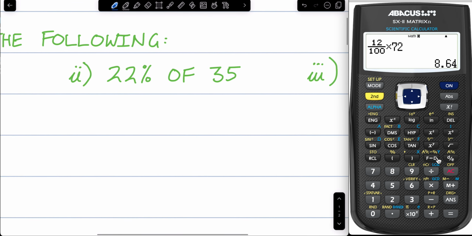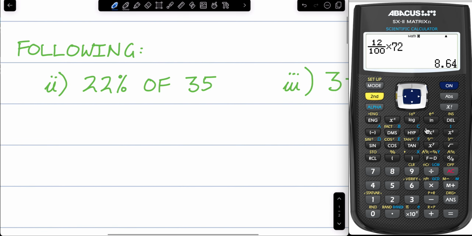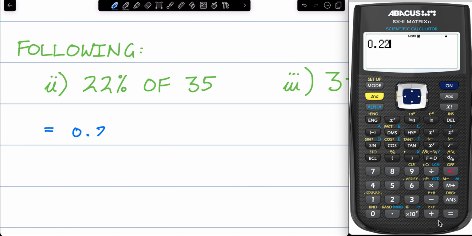The second way, 22% of 35. So for this, we just need to recall that 22% as a decimal is 0.22. So this is 0.22 of, which just simply means to multiply, so times 35. We take the equals of that. This gives us 7.7.